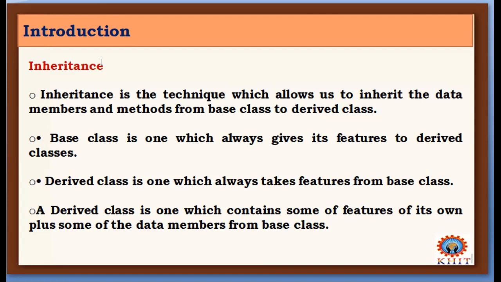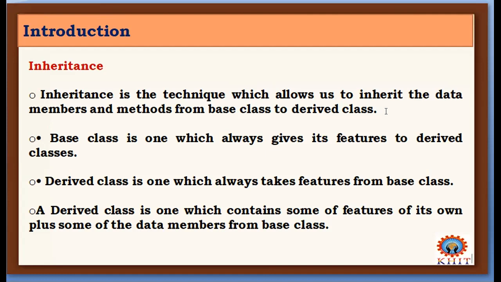So similarly here, the meaning of inheritance is a technique which allows us to inherit the data members and methods from the base class to the derived class. So this is a technical definition. So we have two classes. Suppose we have a base class and a derived class. If we get the properties from the base class to the derived class, we can say that it is an inheritance concept.